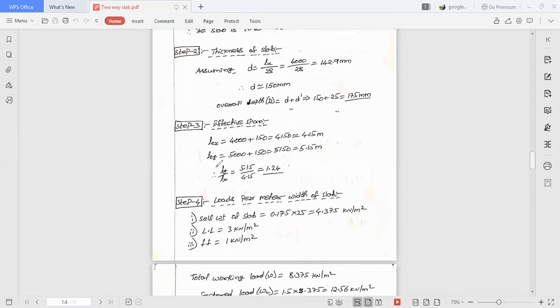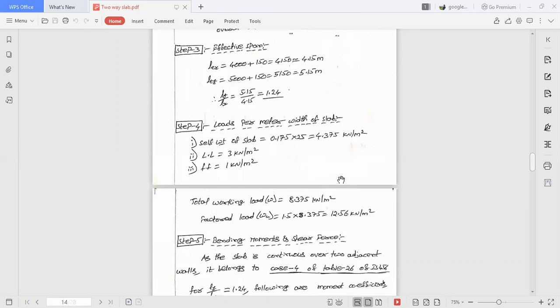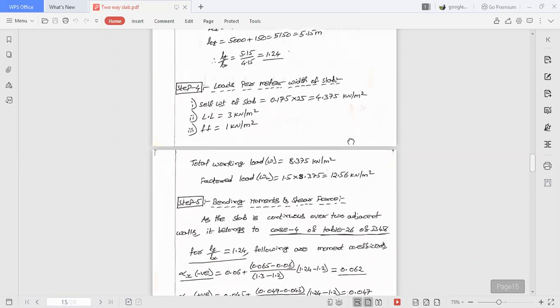Okay, now the next step, which is loads per meter width of slab. How to do it? In the question, 2 loads are directly given. One is live load, another one is floor finish. These two are directly given.